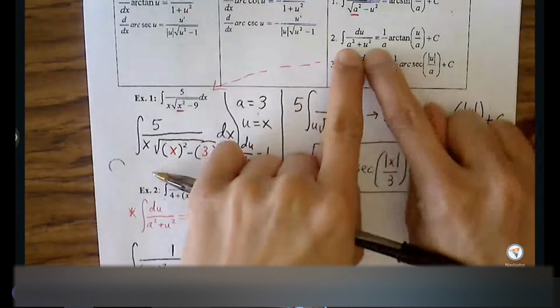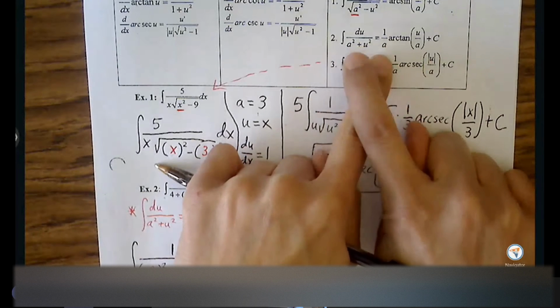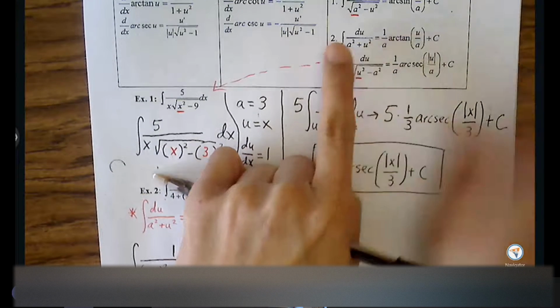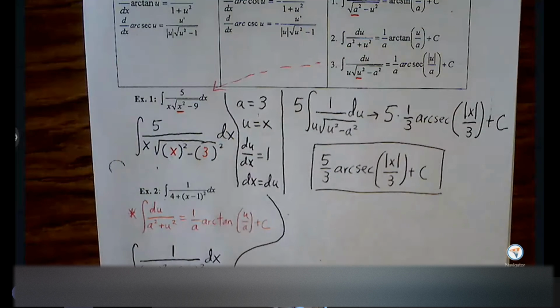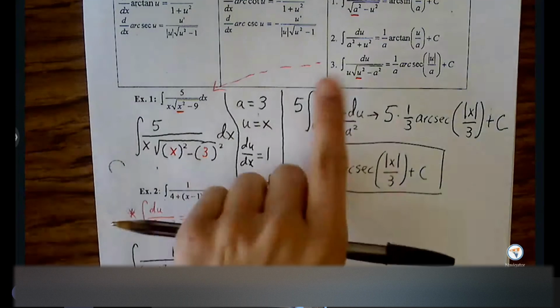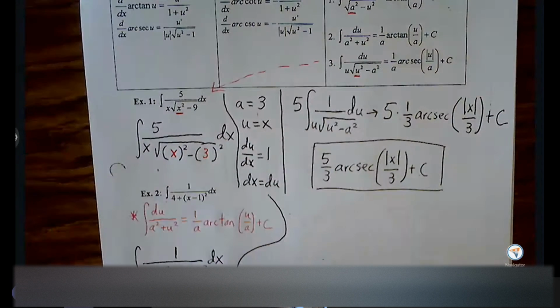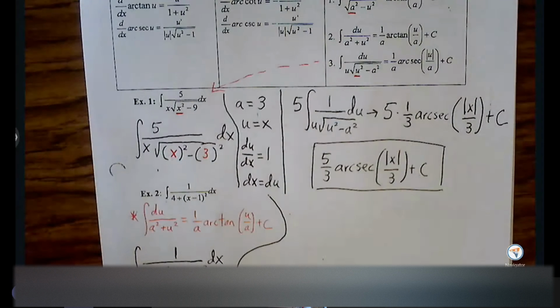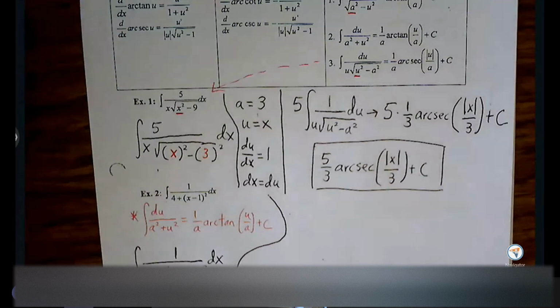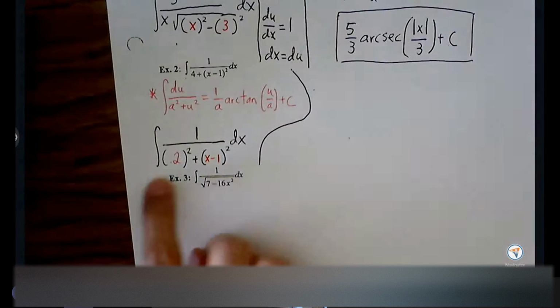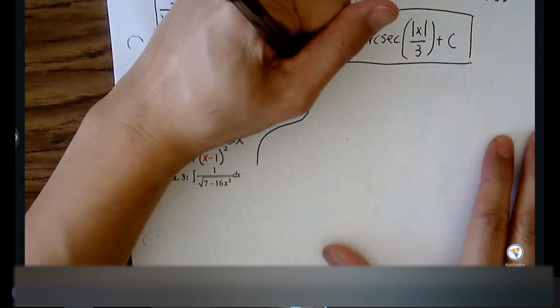Now I want to point something out here. The rule says a squared plus u squared, but sometimes those may be flip-flopped, right? So just make sure that you understand. You can easily tell what is the a value. It's the constant. Your u value is the variable. So if they're flip-flopped, just make sure that you're double-checking, making sure that you're assigning the correct variable to the correct value.